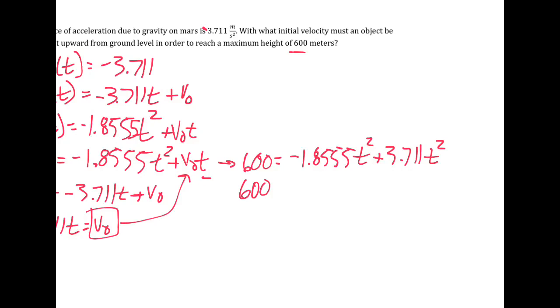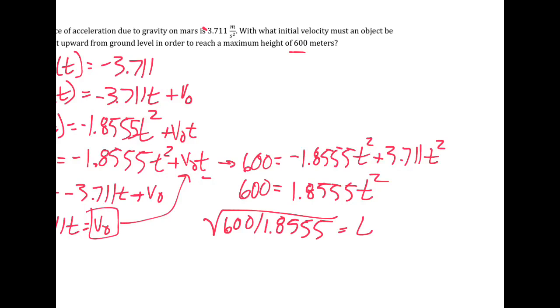Well, simplify, 600 equals negative 1.8555 t squared plus 3.711 t squared is 1.8555 t squared, because we know that's half of 3.711. That's how we got it. So we need to take 600 and divide it by 1.8555, and take the square root of all of that, and that will tell us the time it takes. So let's find our time. Doing so will give you roughly 17.982 with a little bit of rounding.